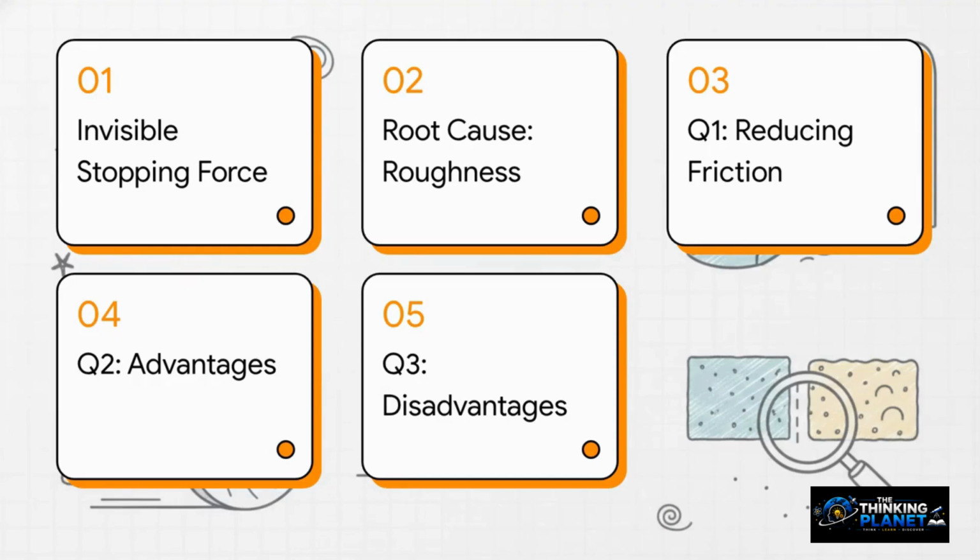Okay, so here's our roadmap for today. First up, we'll look at the invisible stopping force. Second, the root cause, which is surface roughness. And then, we're going to hit the ultimate exam cheat sheet. Question 1 on reducing friction. Question 2 on its advantages. And question 3 on its disadvantages or hidden costs.